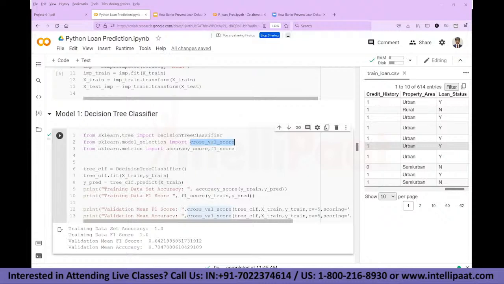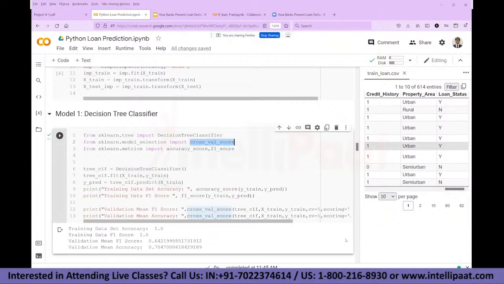What happens is, usually we do a cross-validation just to make sure that I don't distribute my data in a way where it becomes biased towards one particular observation and unbiased towards other observations. So I do a cross-validation, which is a resampling method that uses different portions of the data to test and train a model on different iterations.